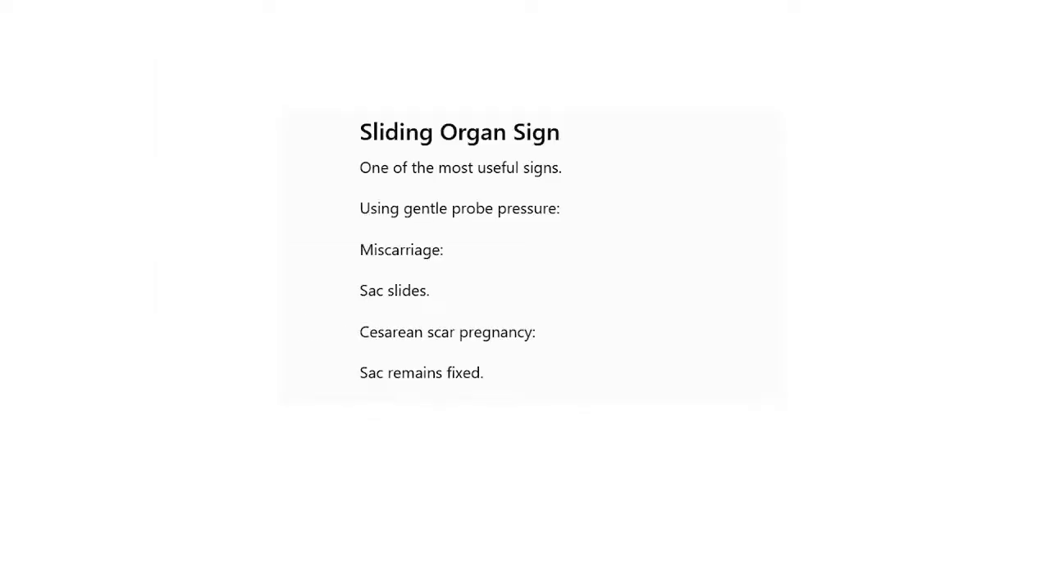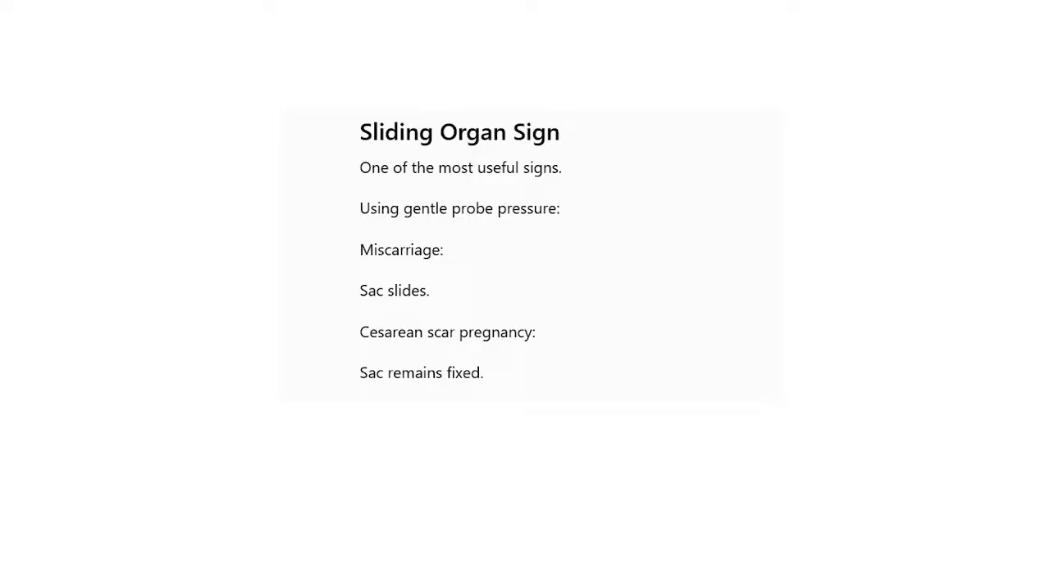So now, the sliding organ sign, one of the most useful signs. If you remember when we were discussing endometriosis, we spoke about the sliding sign. One of the most useful signs, using gentle probe pressure: in a miscarriage the sac slides, in a cesarean scar pregnancy the sac remains fixed. So when there is an ectopic cesarean scar pregnancy, the sac is fixed, it doesn't slide.